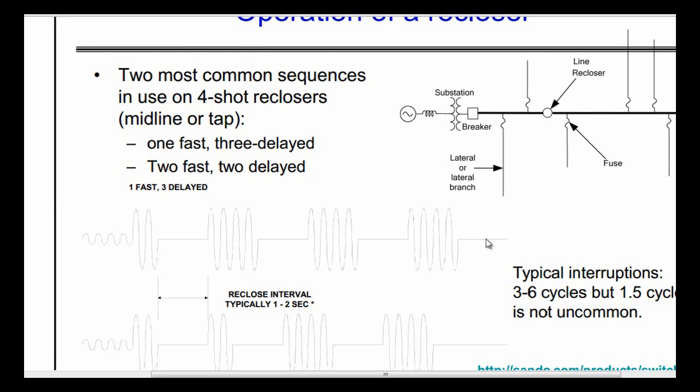and then it will open, and finally it will close again permanently until this fuse is blown out, and then the faulted part of the system is removed by the fuse. Then the recloser will close again to give the service to the other unfaulted customers.